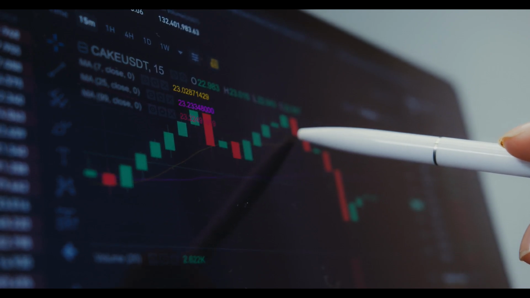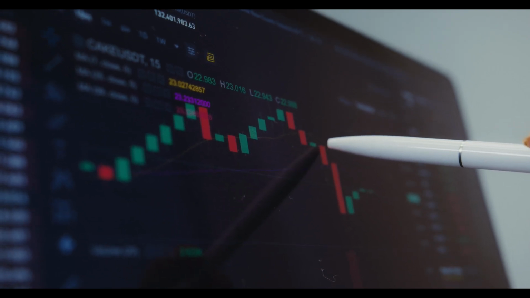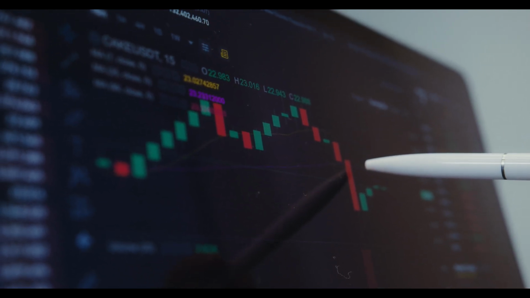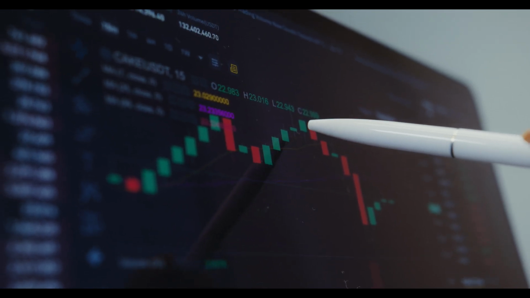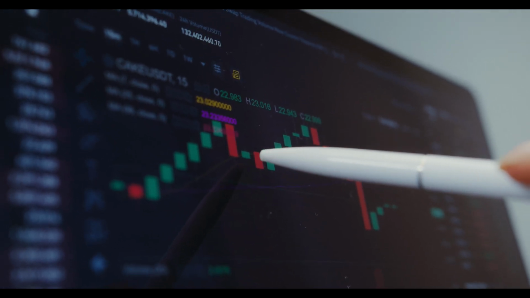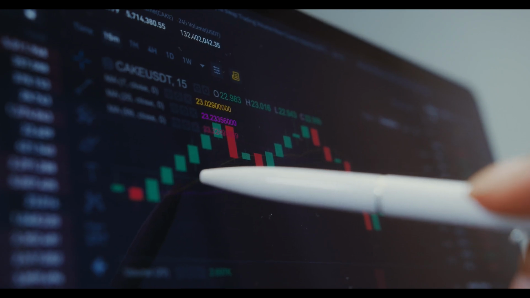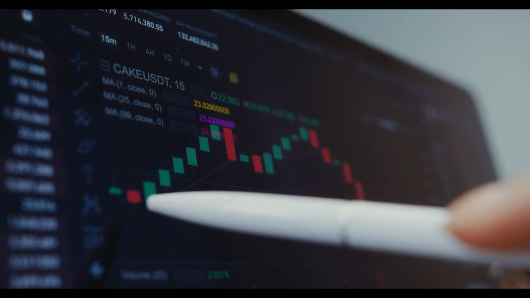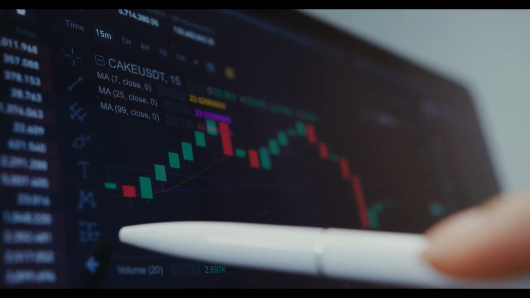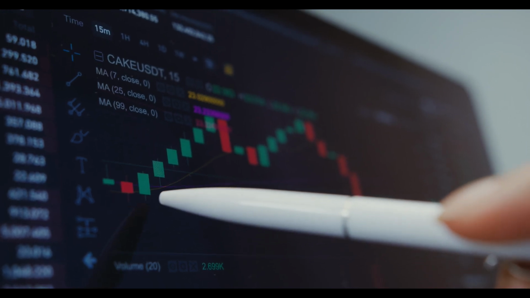Open market operations. The Fed regularly buys or sells government securities in the open market. When it buys securities, it injects money into the economy, encouraging lending and spending, which can help combat deflation. Conversely, when it sells securities, it removes money from circulation, reducing inflationary pressures.